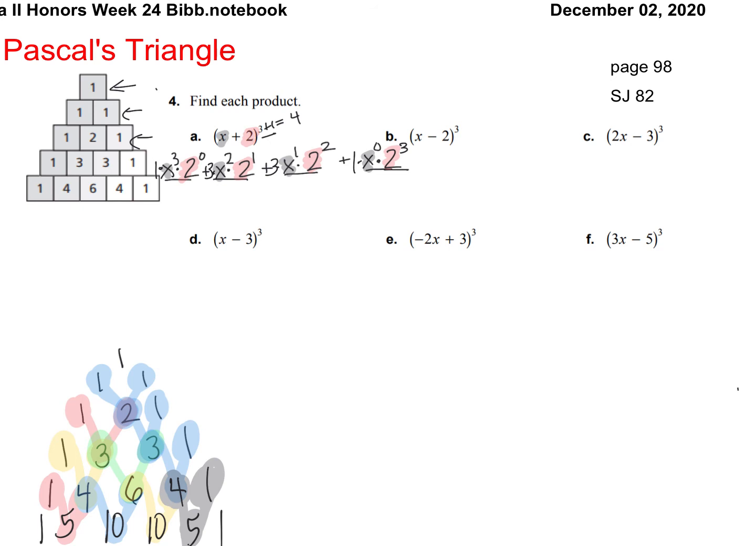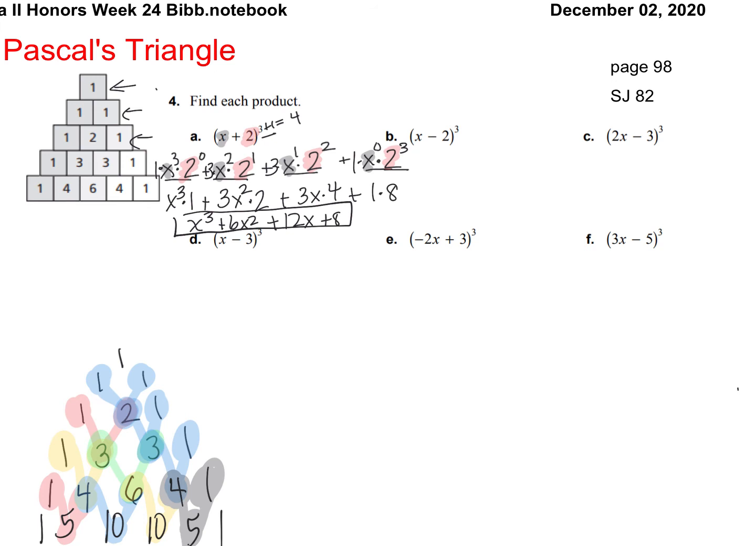1 times x cubed is x cubed. 2 to the 0 is 1. 3 times x squared is 3x squared times 2. Plus 3 times x is 3x times 4. Plus 1 times 1, because x to the 0 is 1, times 8. And then get my final answer. x cubed times 1 is x cubed. 3x squared times 2 is 6x squared. 3x times 4 is 12x plus 8. That is the answer to letter A.